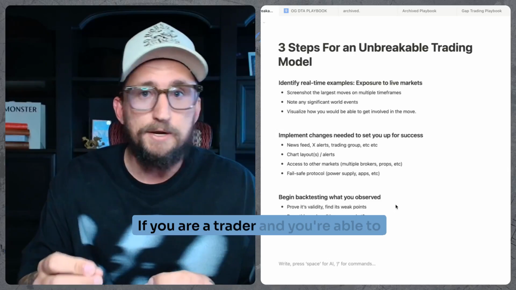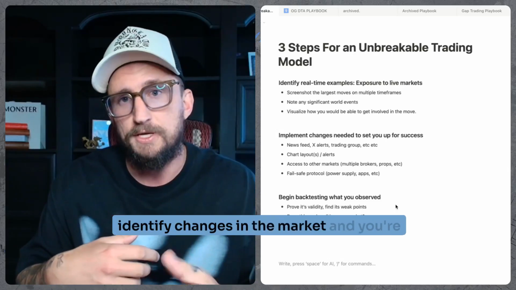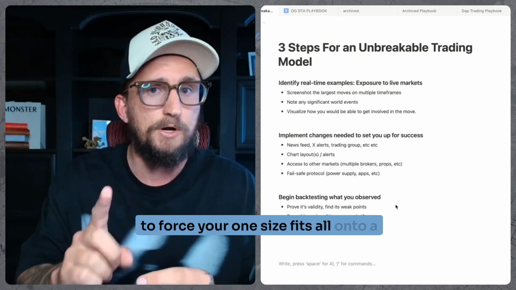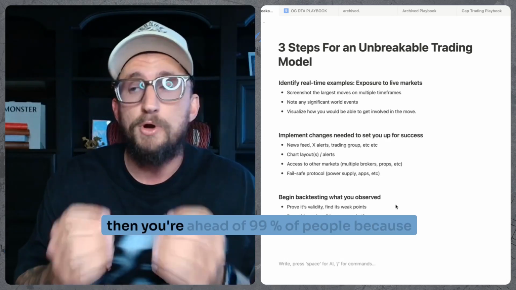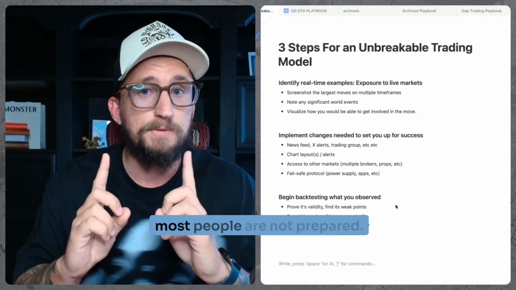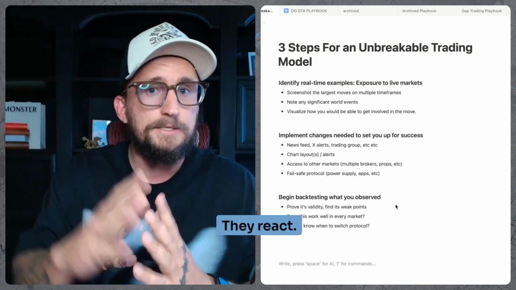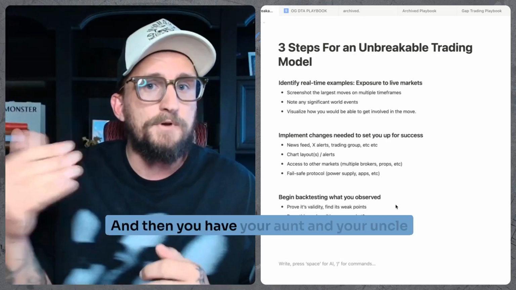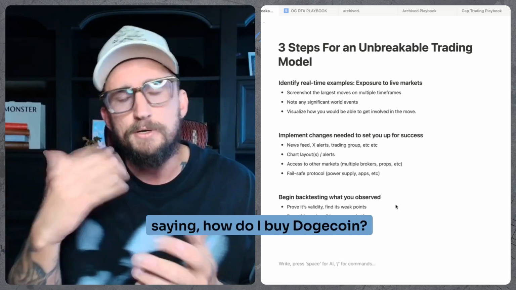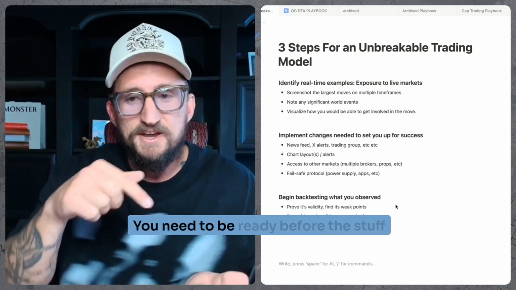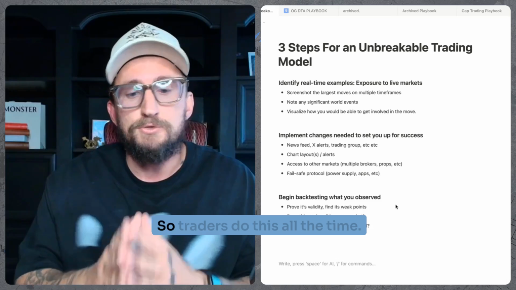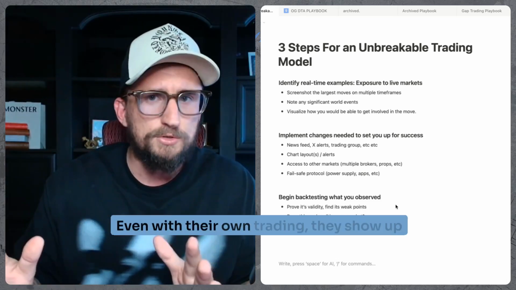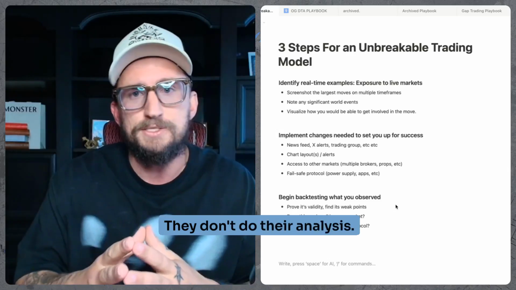If you are a trader and you're able to identify changes in the market and you're able to trade hot markets instead of trying to force your one size fits all onto a market, then you're ahead of 99% of people, because most people are not prepared. They react. They wait for something to happen. It already runs. And then you have your aunt and your uncle saying, how do I buy Dogecoin? It's way too late. You need to be ready before the stuff happens. So traders do this all the time. They don't have access. They scramble. They're unprepared. Even with their own trading, they show up late. They don't do their analysis.